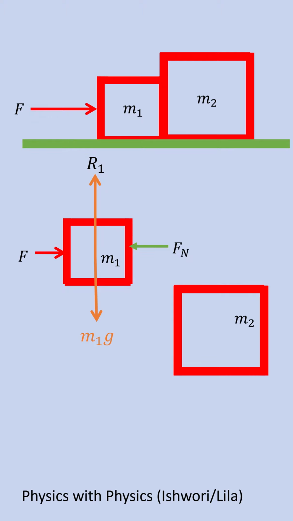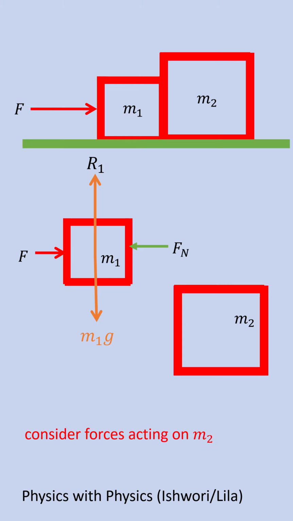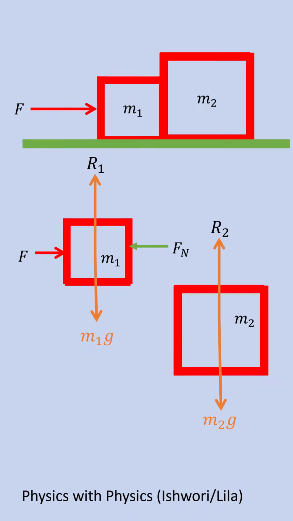Now for M2, the main point students need to understand here is that this force F is not acting here. Students make a mistake here. Consider the forces acting on M2. Weight acts vertically downward and the normal reaction in the upward direction. Now, M1 exerts a normal force on M2, and the magnitude of this force is equal to Fn.